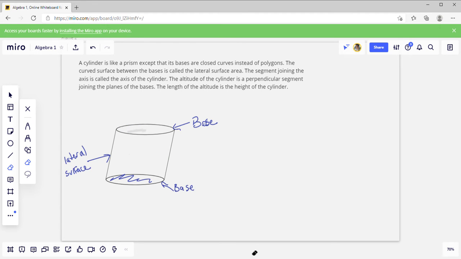Then if you have a straight up and down line that goes from the center of here to the center of there, right? That's going to be your altitude. Now you notice that that's slanty, right? We need a straight line. So the height, we said from here to here, that is going to be your height. And that is equal to your altitude. Altitude and height basically mean the same thing.